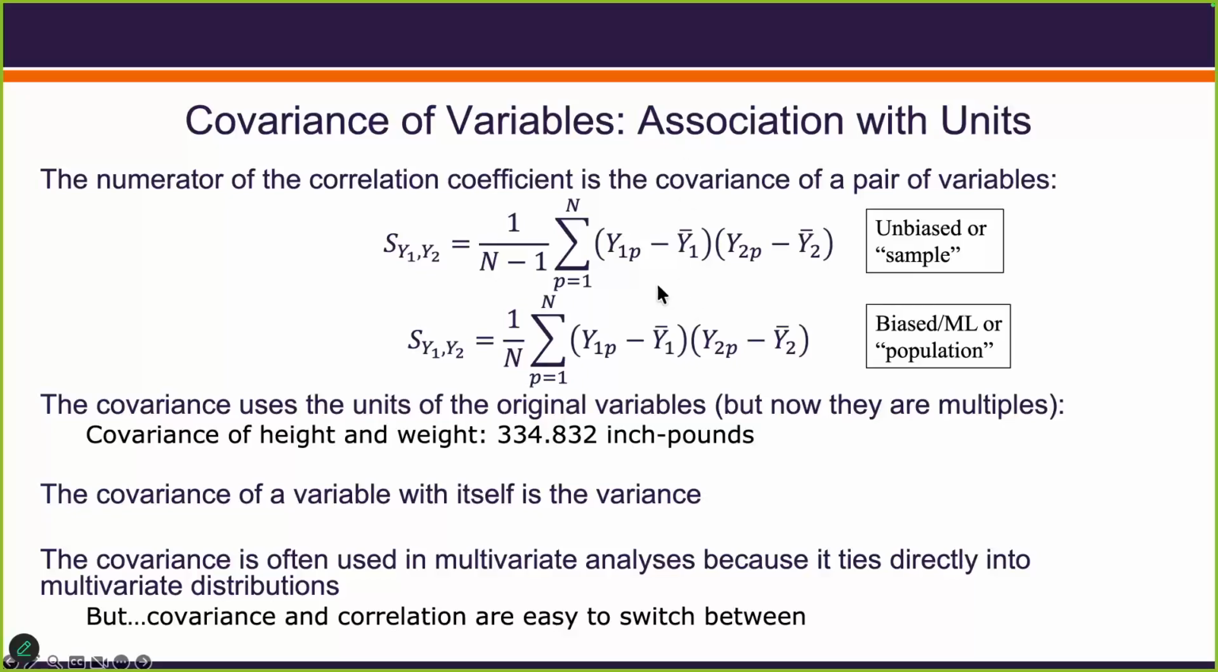If you have a bunch of covariances, all you have to do is divide each covariance by the product of each variable's standard deviation, and you get its correlation. Or if you want to go from correlation to covariance, you have to know the standard deviations, multiply by that product, and you get the covariance back.